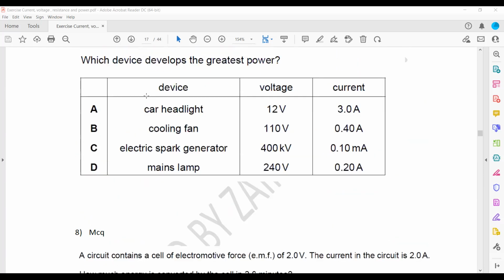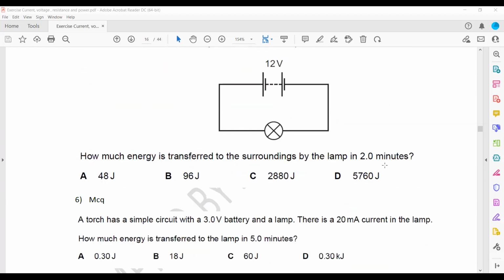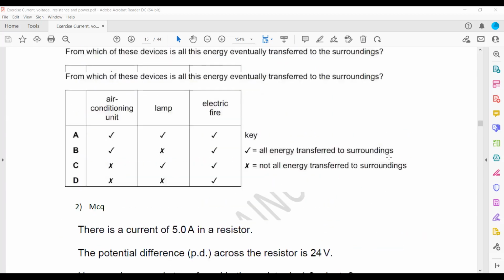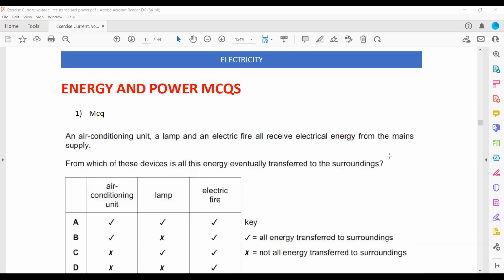So these are the questions related to electrical energy and power. Any question or a doubt related to the class today? So I'll end the session and share this with you.